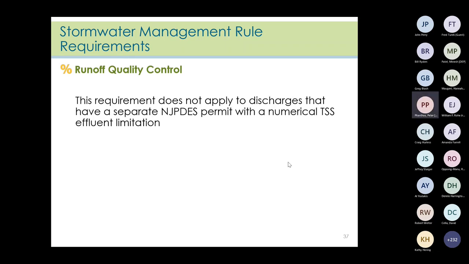There is also an exemption from the quality control standard. The requirement to reduce TSS does not apply to any stormwater runoff in a discharge regulated under a numeric effluent limitation for TSS imposed under the NJPDES rules. If there is a separate NJPDES permit, it has to cover the same area and the same runoff flow that would have been subject to the runoff quality standard.